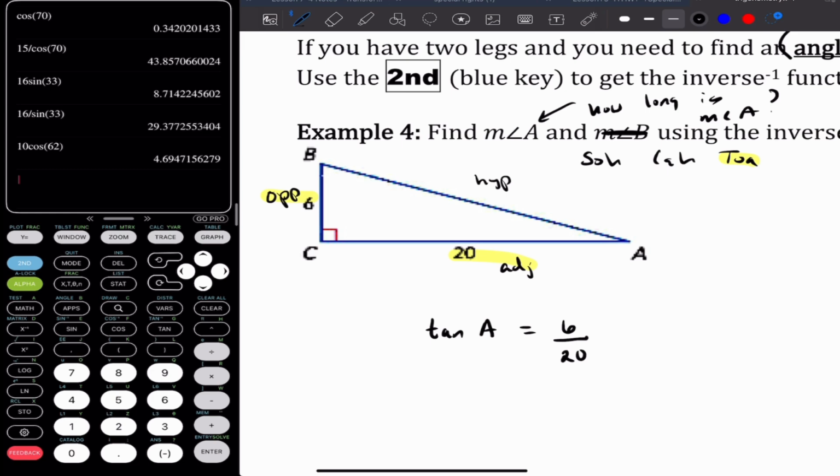Now, you don't stop here. Again, you're trying to figure out how large the measure of angle A is. And to do that, this is what we're going to do. Now, in Algebra 1, you were learning how to undo things, right?